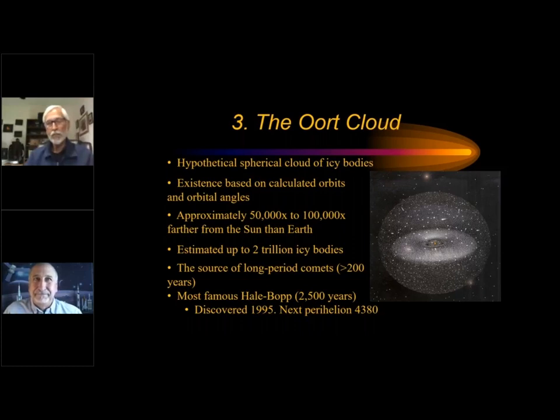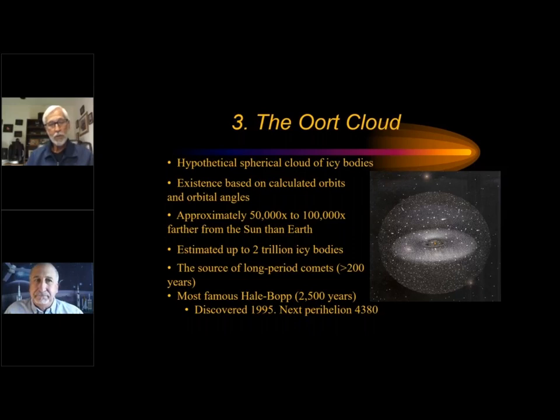You can see the frisbee again, which is the Kuiper Belt, and then far beyond that is the Oort cloud. And I'm talking far beyond. It's approximately 50,000 to 100,000 times farther from the sun than is Earth. It's estimated to be the home of up to 2 trillion icy bodies. And as I mentioned, those are comets that orbit the sun in greater than 200 years.